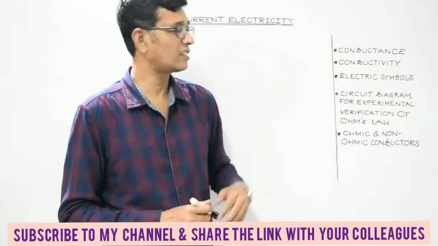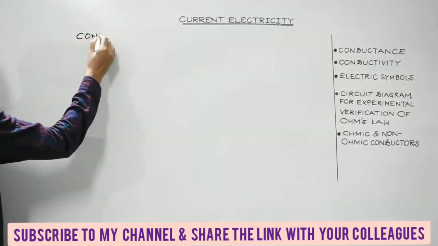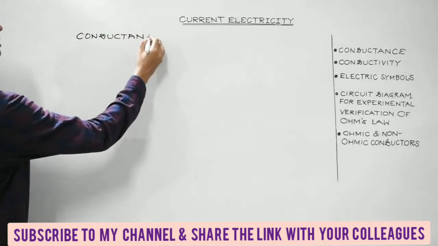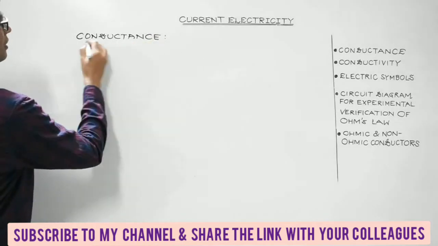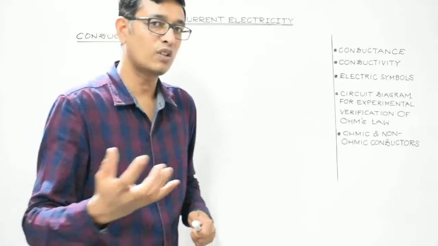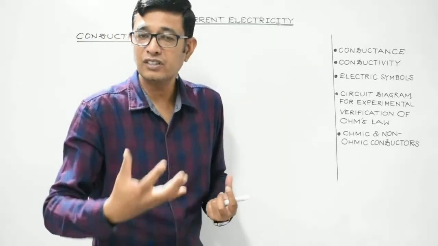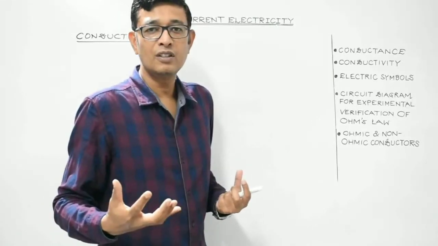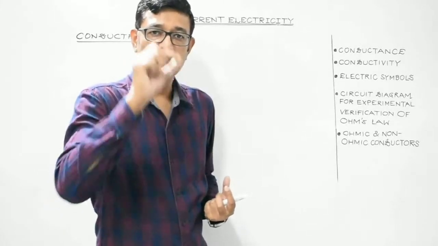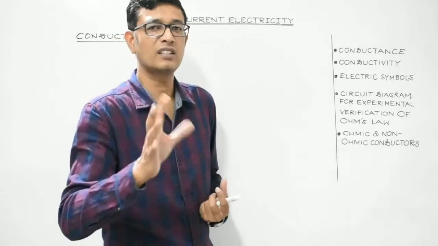So students, let's start with conductance, right? So as you are aware, conductance, it's the antonym of resistance. Resistance, we have discussed that particular topic both qualitatively as well as quantitatively. Resistance actually is the hindrance, the opposition or the obstruction offered by the positive ions of the conductor towards the motion of the free electrons. That is known as resistance.